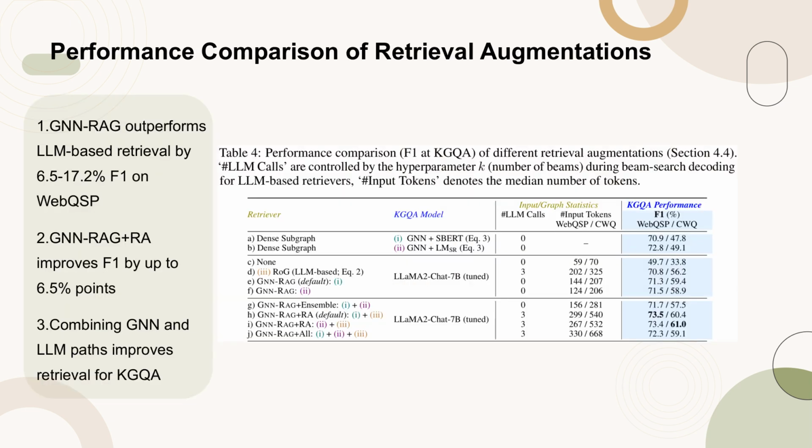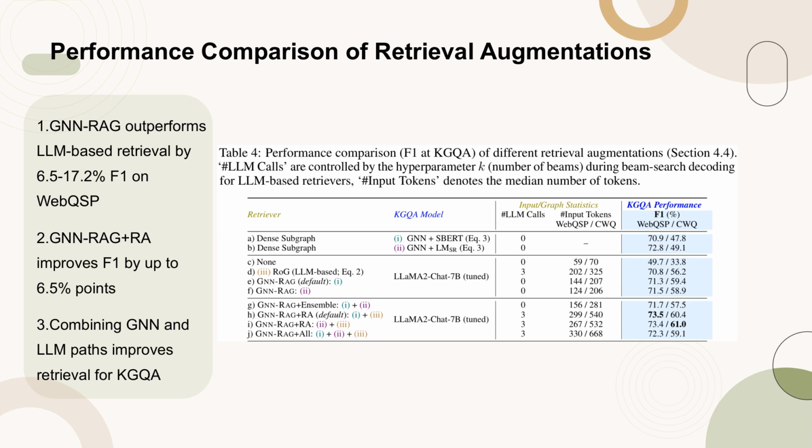Table 4 presents a performance comparison of different retrieval augmentations for GNN-RAG in the context of knowledge graph question answering, KGQA. The primary metric used is F1 score, which measures the effectiveness of retrieval methods. The table highlights that GNN-RAG, which leverages graph neural networks, GNNs, to handle complex graph information, significantly outperforms LLM-based retrieval methods, particularly on complex questions from the CWQ dataset.